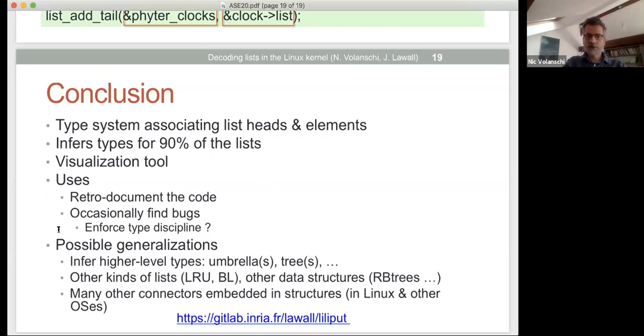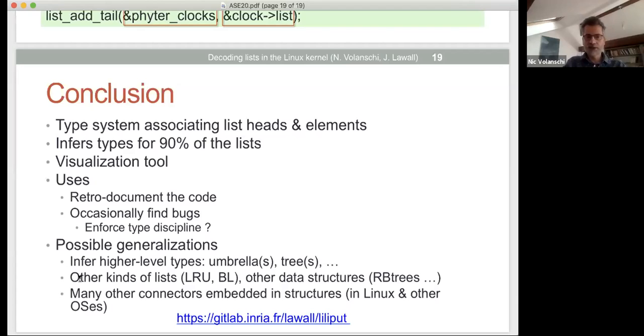A variation of the type inference tool could be used to enforce some type discipline if developers would agree to trade some flexibility for detecting bugs more reliably. Several generalizations of our tools are possible, such as inferring higher level types of lists, such as the umbrella and trees and rings that we talked about.